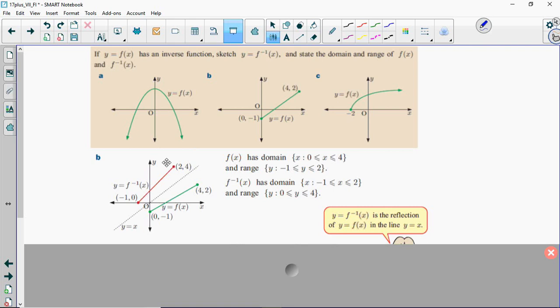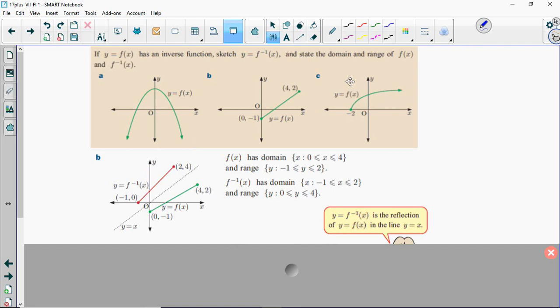That's all you got to do. The domain of the original was from 0 to 4. Those were the possible x values along there. That means that the range of the inverse will be from 0 to 4. The range of the original was -1 to 2. That means that the domain of the inverse will be from -1 to 2. It's all about switching x's and y's.